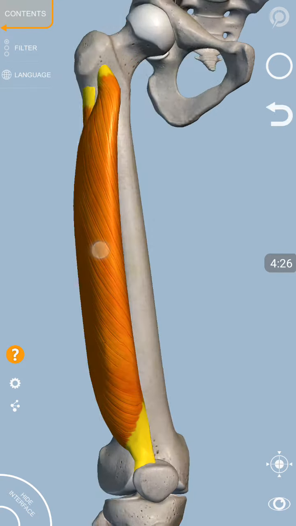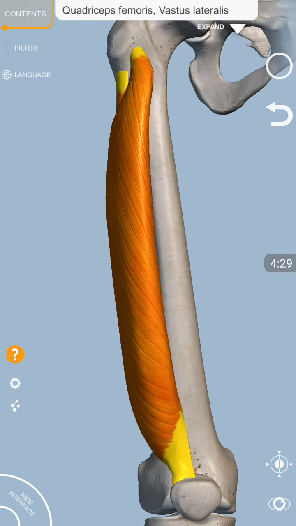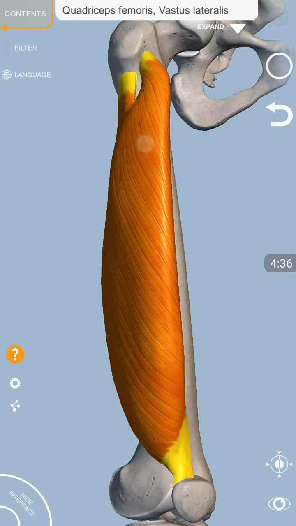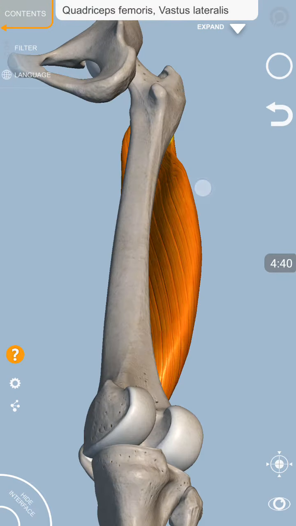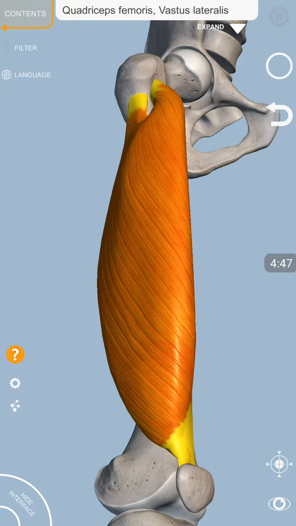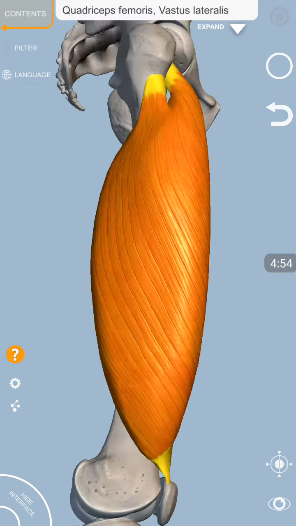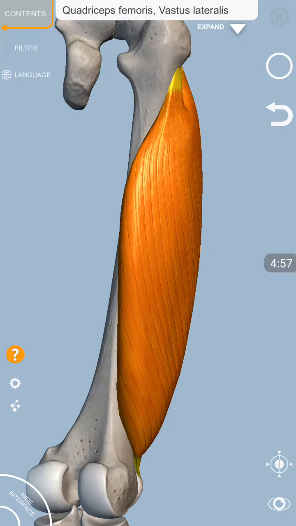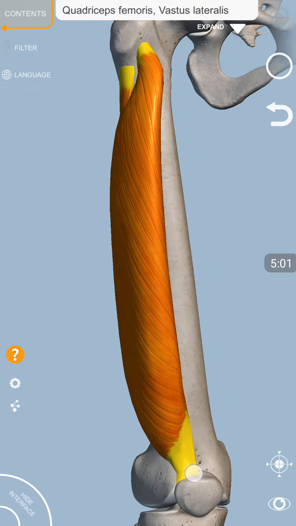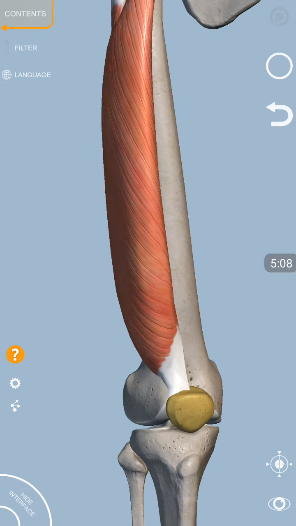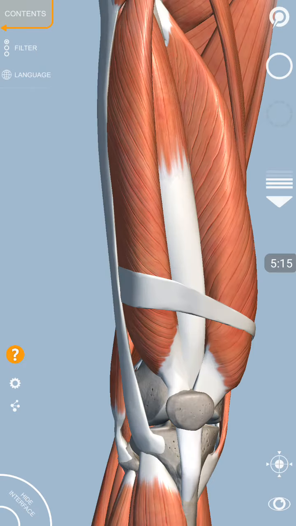Now we come to the vastus lateralis. Look at the vastus lateralis. It attaches onto the greater trochanter of the femur, and then onto the lateral lip of the linea aspera behind. Its insertion is again on the base of the patella, and some of its fibers also insert onto the lateral side of the patella, and some directly onto the tibia as the lateral retinacular ligament or retinacular fibers.